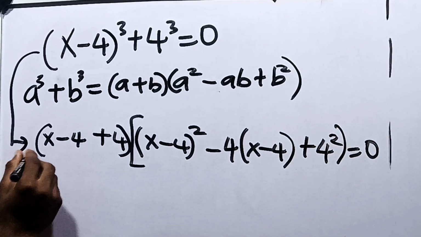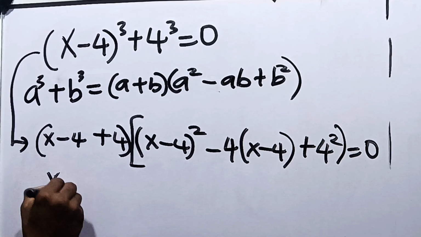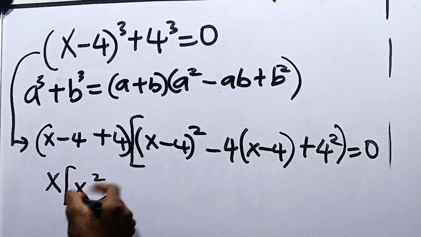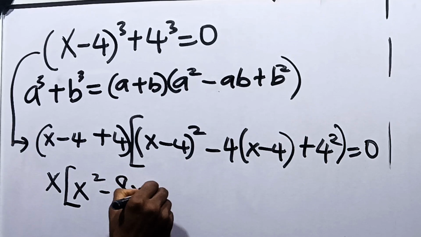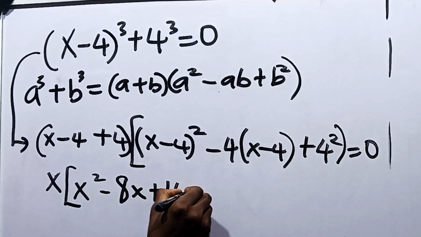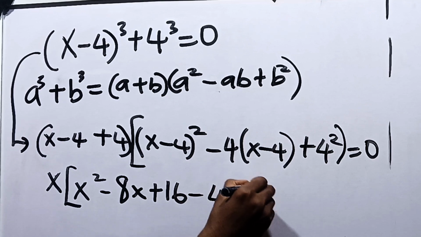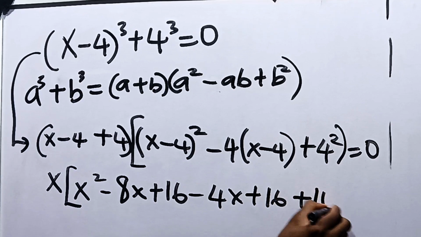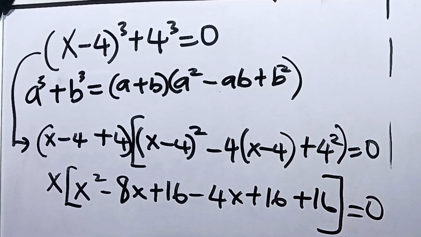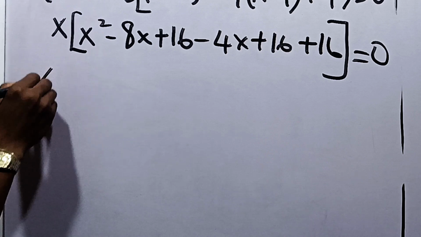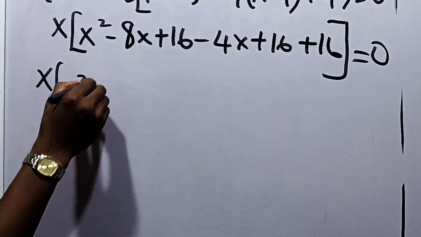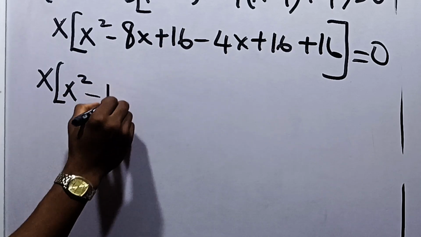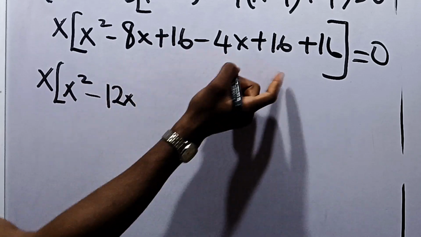Moving on from here, we now have that x − 4 + 4 is x + 0, which is x, multiplied by x^2, which is x^2, minus 4 times x is minus 4x, times 2 is minus 8x, plus 4^2 is 16, minus 4x plus 16. It's equal to 0. Now from here we have x multiplied by x^2 − 8x − 4x, which is −12x, plus 16 plus 16 is 48.